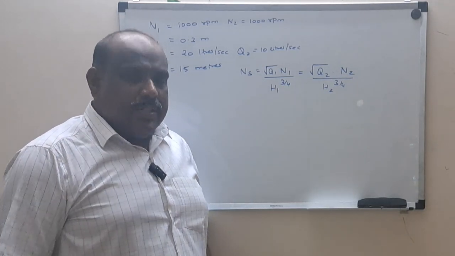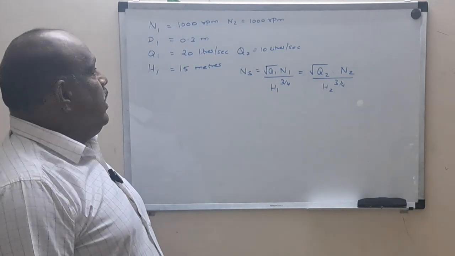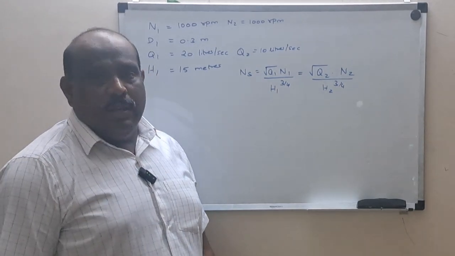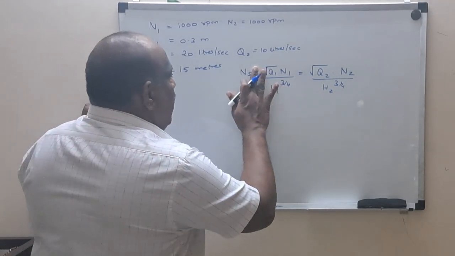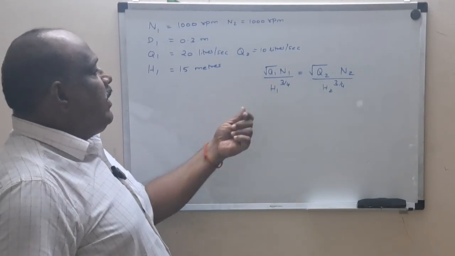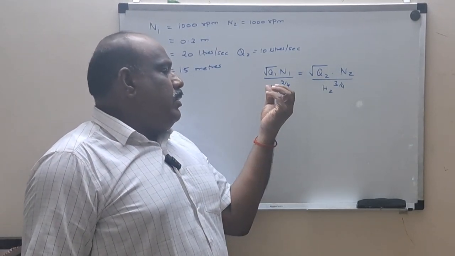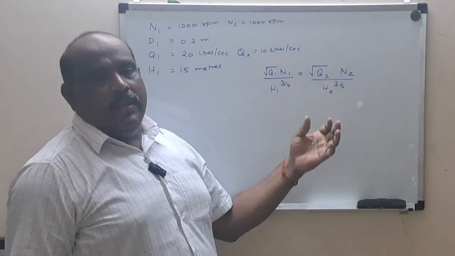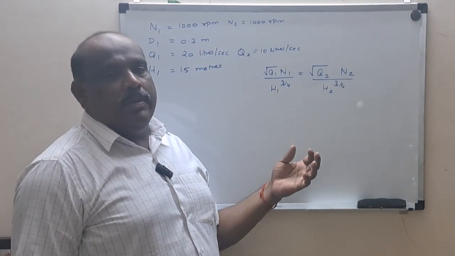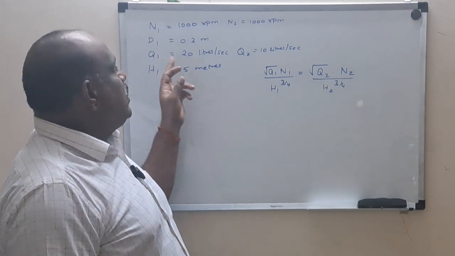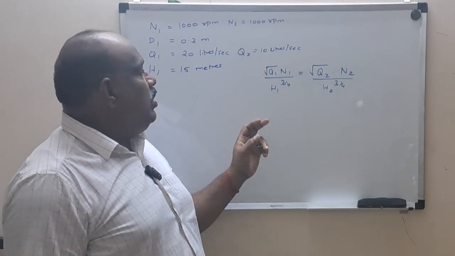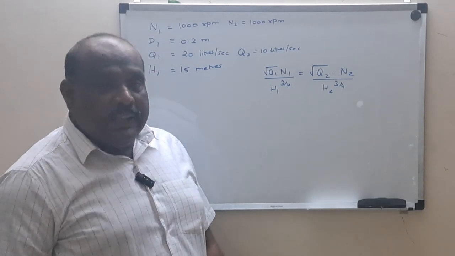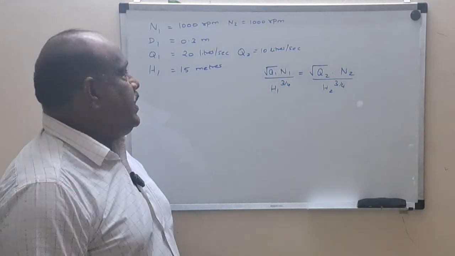But students used to make a mistake. The mistake is that they put Q1 in liters per second itself, which is wrong. We have the formulas of the specific speed, comparing one pump with another pump, 1 and 2. Out of this equation there are 6 variables, and we know 5 of them: Q1, Q2, N1, N2 and H1. So we can find H2. Very simple, one equation, one unknown. But we should not make mistakes in the units.